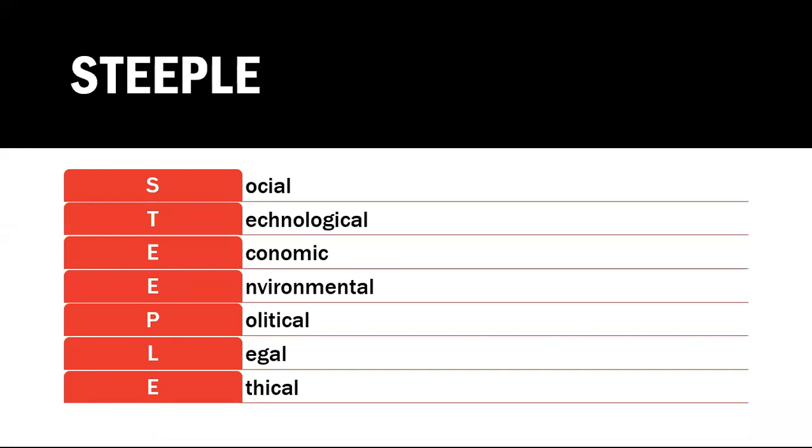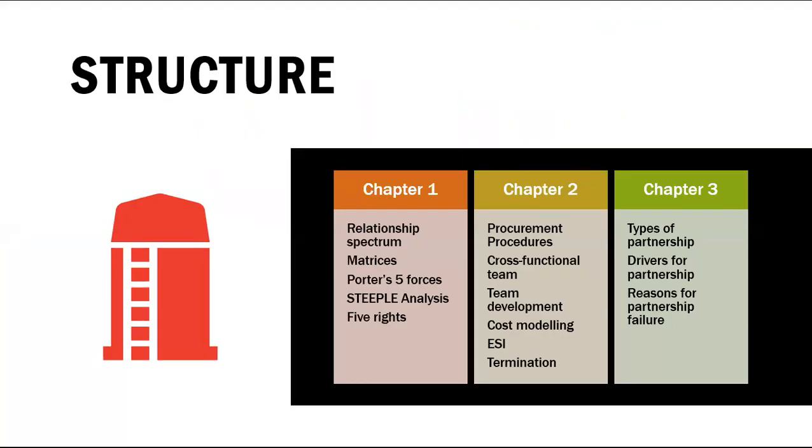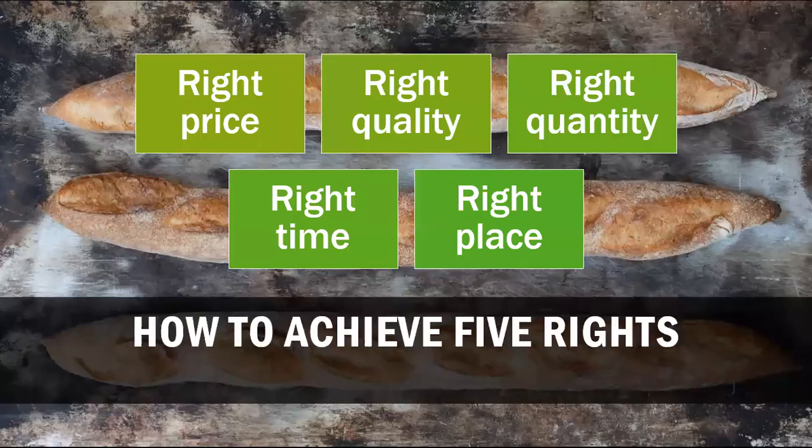Okay, that's all I can tell you from the first chapter. Sorry, that's not all, but we have another part. In chapter 1, as we know, it majorly focuses on these models: the spectrum, the matrices, the 5 Forces, and STEEPLE. And finally, in chapter 1, there's a very interesting part, 1.4, and it answers the question of how to achieve the 5 rights from a procurement perspective.